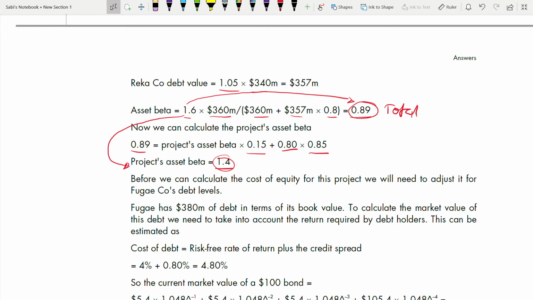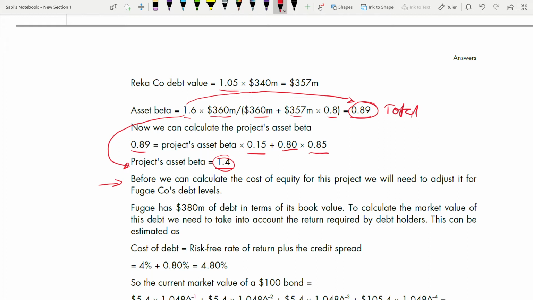Now, before we can calculate, this line has to be there. This statement in your working, you have to write why you have included something and why not something. So before we can calculate the cost of equity for this project, we will need to adjust it for Fujai's debt level. Why only debt level? What about equity level? Yes, you have to adjust it for equity and debt both, but equity, we'll talk about it later. First, we'll work on the debt part.